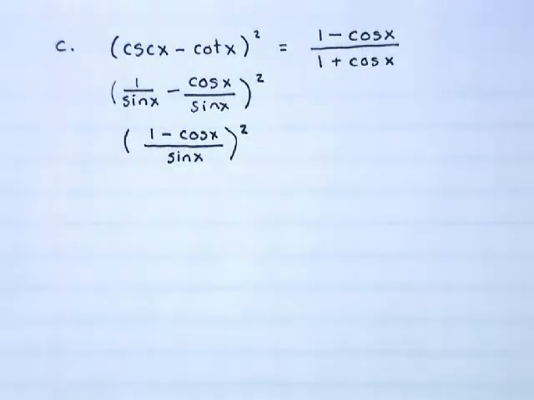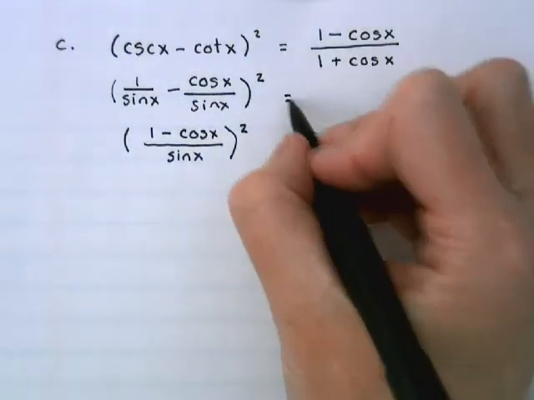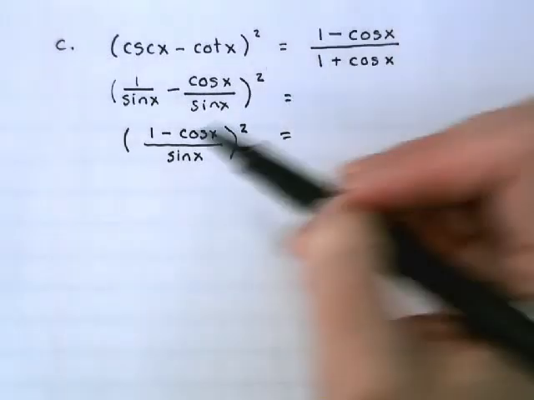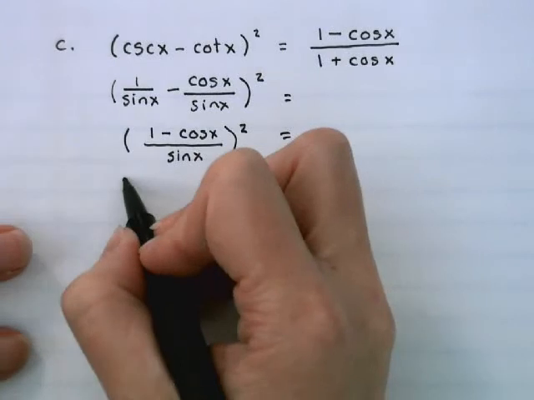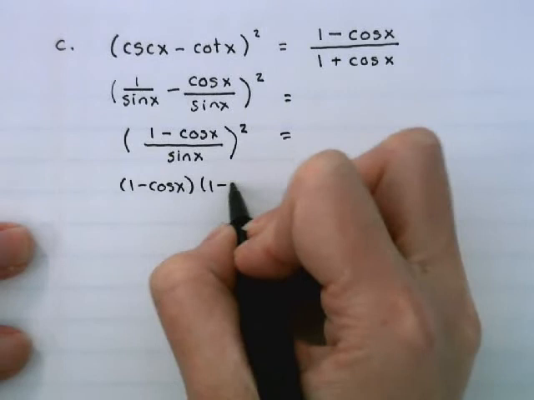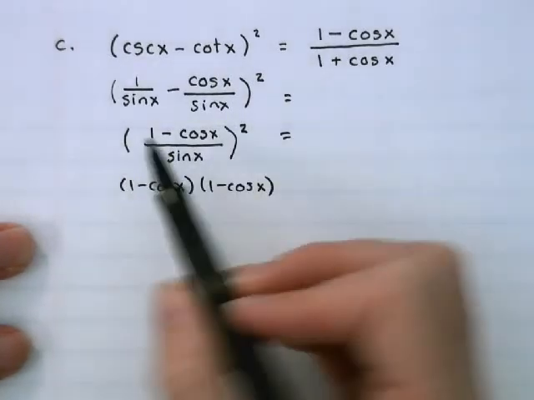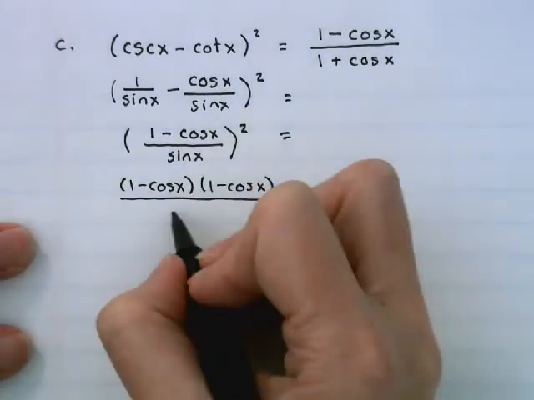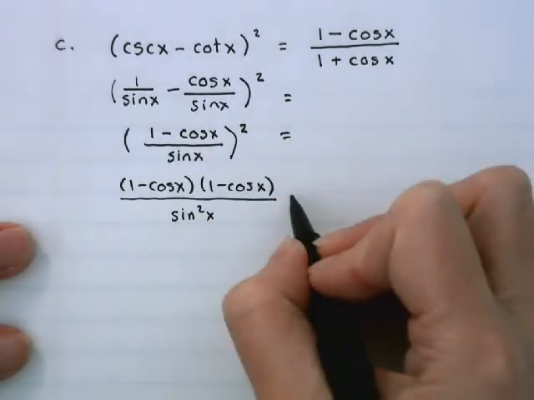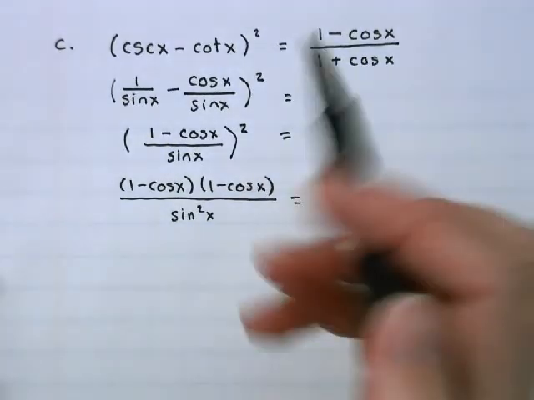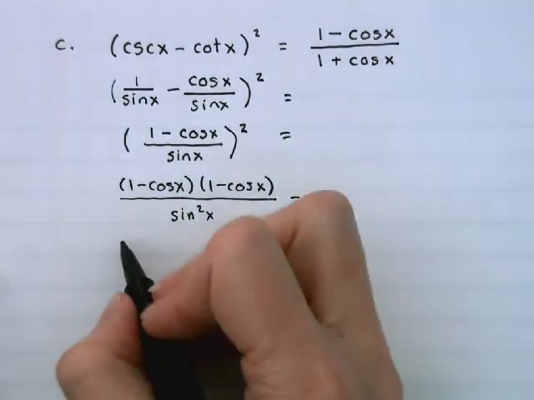Okay, so keeping an eye on what I'm trying to get here, I'm trying to get a 1 minus cosine over 1 plus cosine. So I'm going to take this and rewrite it as 1 minus cosine of x times 1 minus cosine of x, because that would be equivalent to 1 minus cosine squared. And then in the denominator, that's going to be sine squared x. Keeping an eye on what I'm trying to get, everything in terms of sine and cosine, I'm going to take this sine squared and replace it with 1 minus cosine squared.